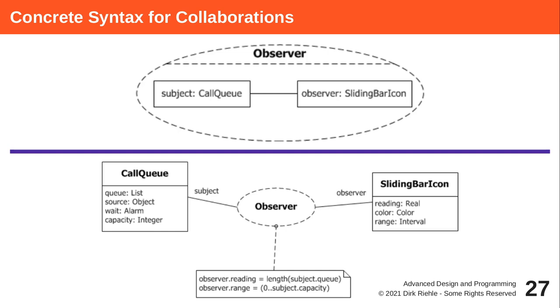And in the diagram on the lower bottom, that's depicting exactly the same, just using a different syntactic feature. We don't see the internals of the observer collaboration here. We only see, by way of lines, annotated lines, how the subject and observer role from the observer collaboration specification are bound to the classes Call Queue and Sliding Bar Icon.